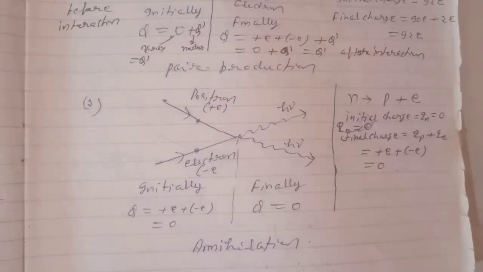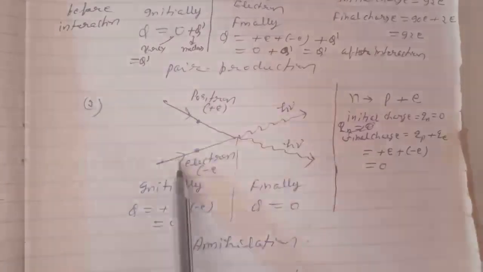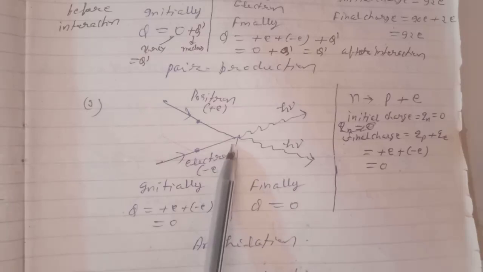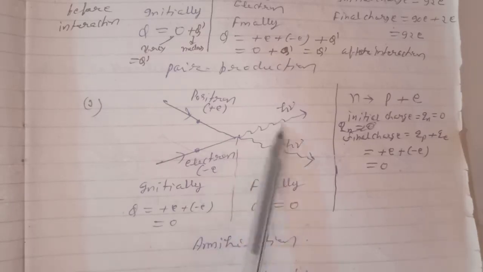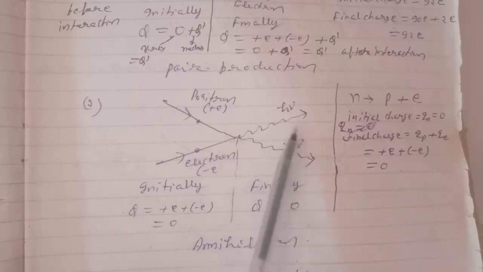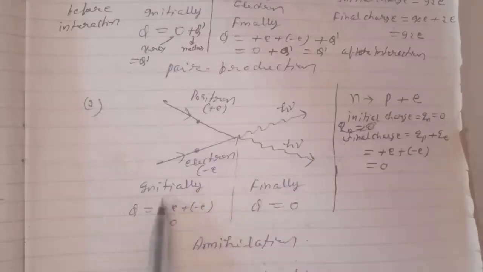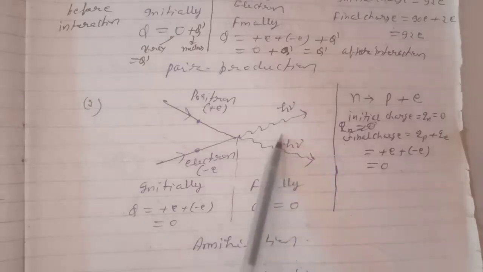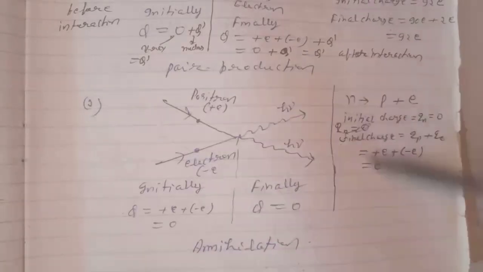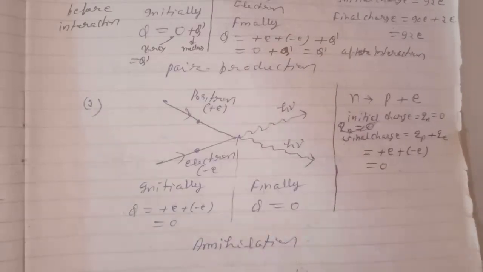In this example, this is called the annihilation process. That is, an electron and a positron annihilate to generate a gamma photon, here h nu, which represents energy. This is a photon. So initially the charge is plus e minus e, equal to 0, and finally again 0, because a photon has no charge. This is called annihilation.